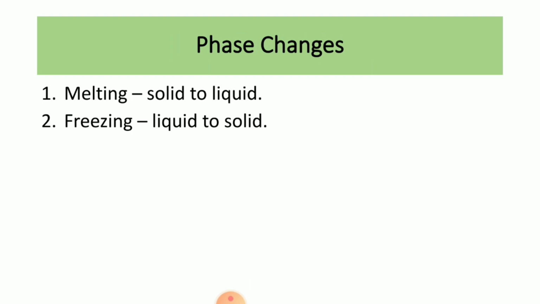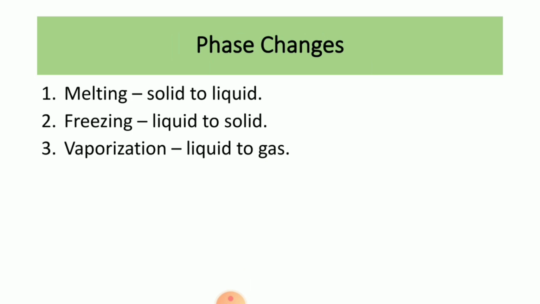Next, we have freezing. That is from liquid to solid. When heat is removed from a liquid, its particles slow down and begin to settle in one location within the substance. When the substance reaches a cool enough temperature at a certain pressure, that is the freezing point, the liquid becomes a solid.